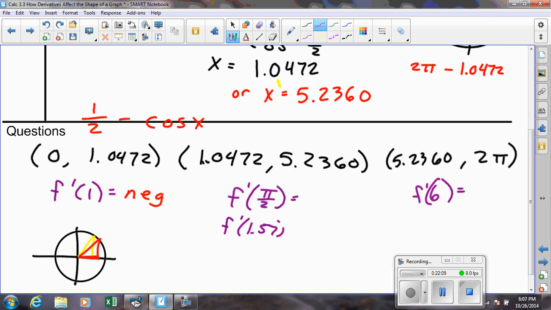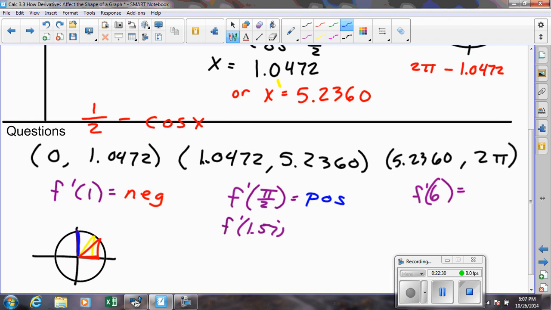Moving on to f prime of pi over 2. Pi over 2 is here. So I should change my color here. I'll switch it to blue for the second one. My cosine is 0. So for this one, it's 1/2 minus 0, which would be a positive.